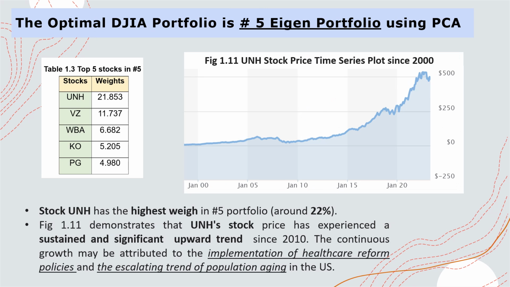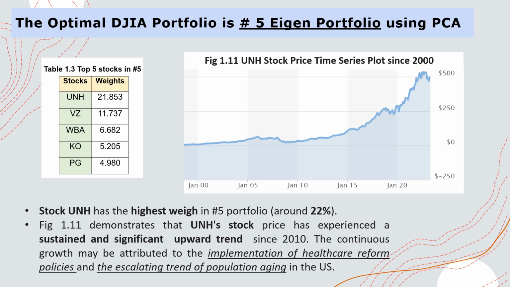Since the optimal portfolio is number 5 by the PCA method, the table on the left presents the top 5 stocks with their weights in this portfolio, and the stock UnitedHealth Group holds the largest weight, accounting for around 22% of the portfolio. And the figure on the right illustrates the long-term stock performance of UNH stock since the year 2000. It is evident from the graph that the UNH stock price has displayed a consistent and significant growth since 2010.